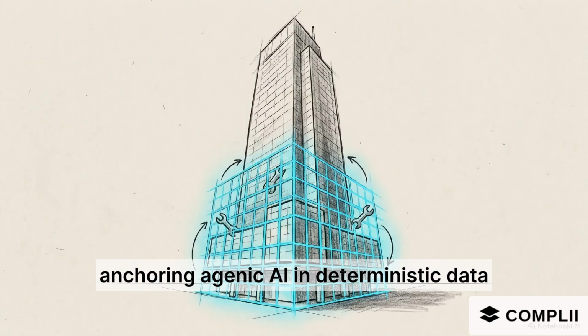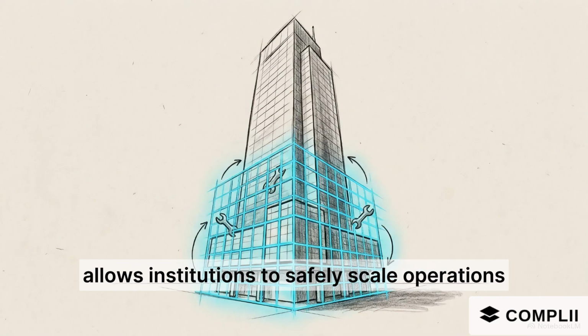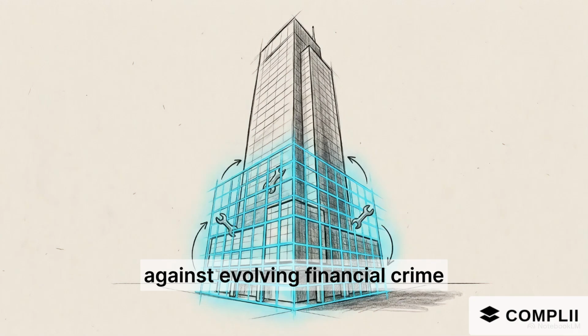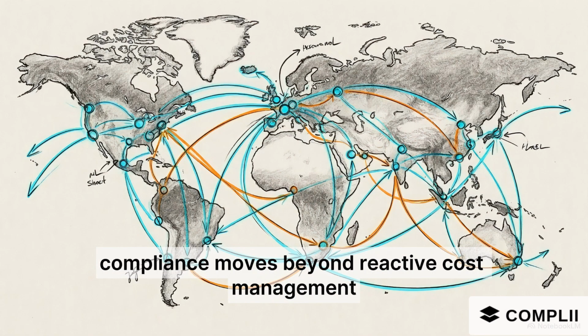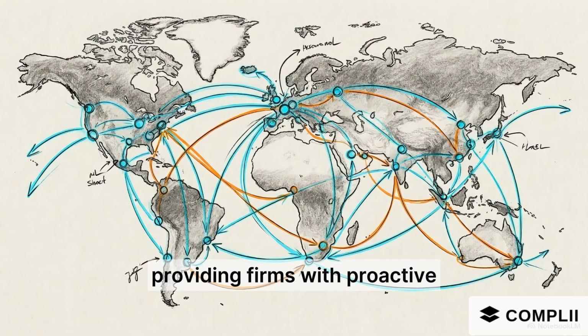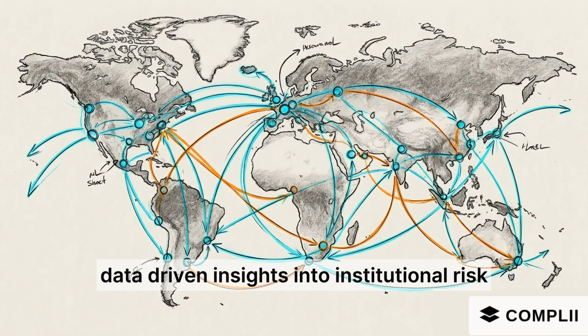Anchoring agentic AI in deterministic data allows institutions to safely scale operations against evolving financial crime. Compliance moves beyond reactive cost management, providing firms with proactive, data-driven insights into institutional risk.